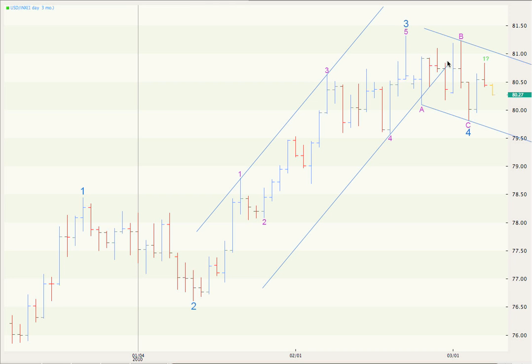It works very well. It also tends to work very well for corrective structures. And this is a traditional way to draw a corrective channeling channel. From the low labelled A and C, draw your AC line, create a parallel copy and place it on the high here labelled B. A nice parallel channel that's containing this corrective movement that I've got labelled wave 4 blue.